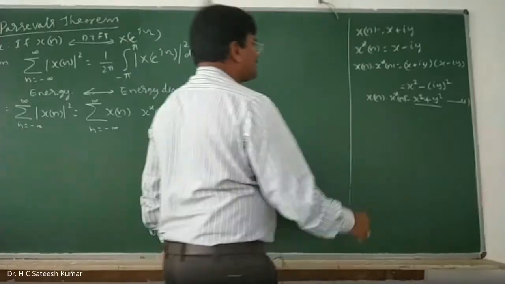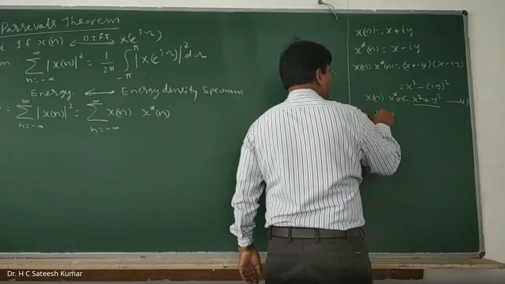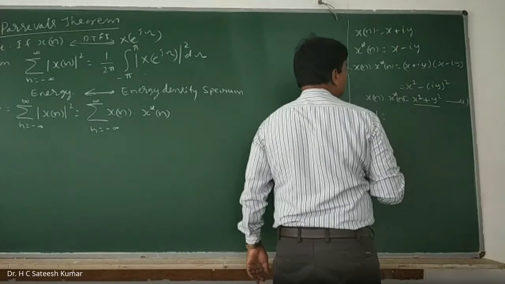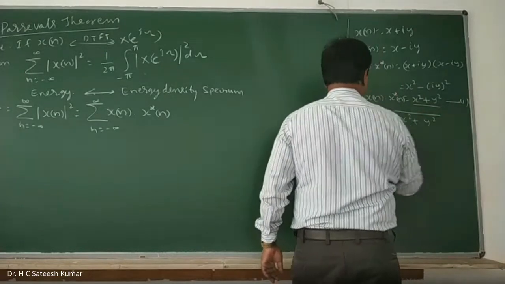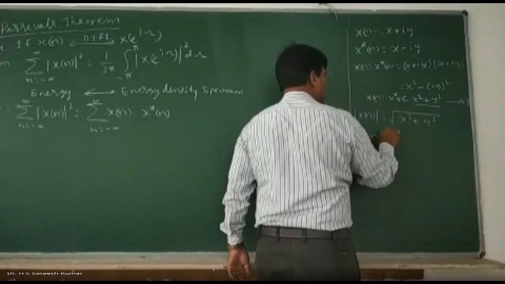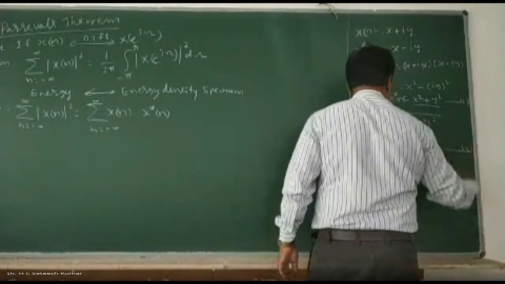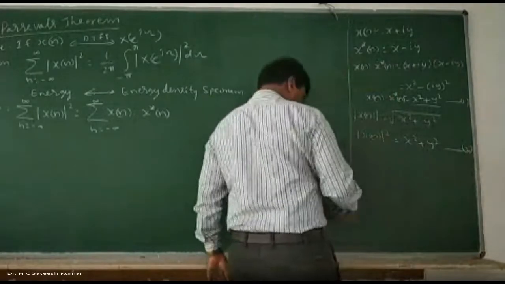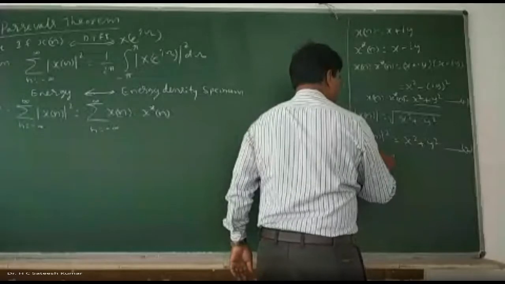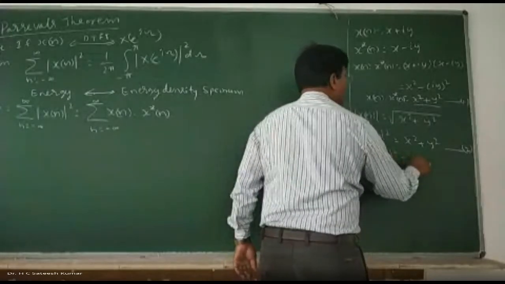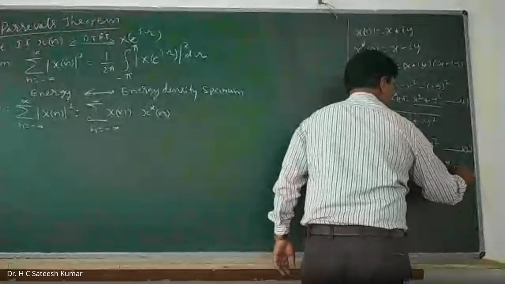Then magnitude of x of n. Magnitude of this quantity is what? Magnitude of x of n is square root of x square plus y square. Therefore, magnitude of x of n whole square is equal to x square plus y square. Call this as equation number 2. So from 1 and 2, the right hand side is same, therefore the left hand side has to be same. Therefore, magnitude of x of n whole square is equal to x of n into x star of n. That's how I wrote it.